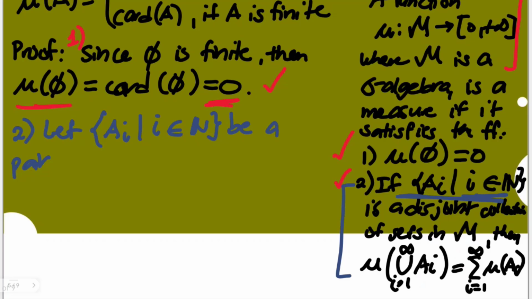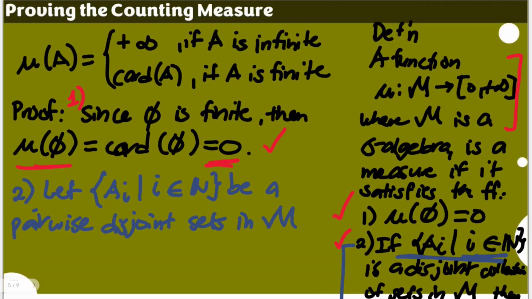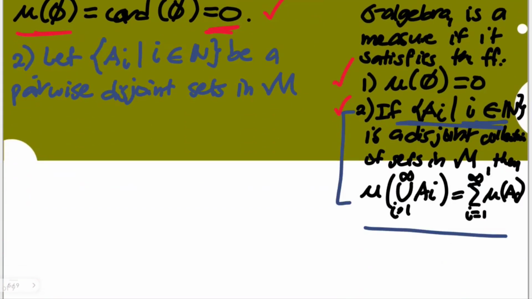pairwise disjoint sets in script M. So we might not see script M again, since it's already presented in our definition here. Now once we have that, let's talk about case 1.